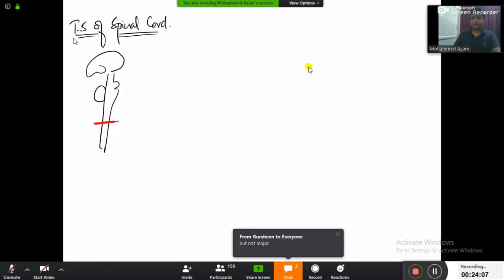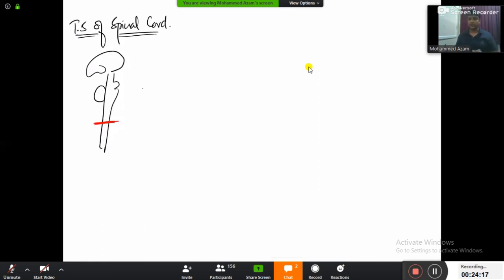Now let us study the transverse section of the spinal cord, guys. My dear friends, I think this topic is a bit easier for you right now. Why? Because we have been learning this from school days. Let me draw the diagram, and you draw the diagram of the transverse section along with me.